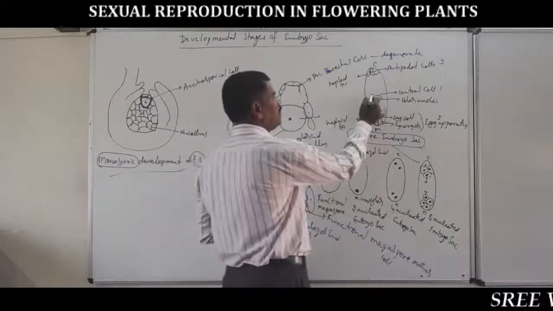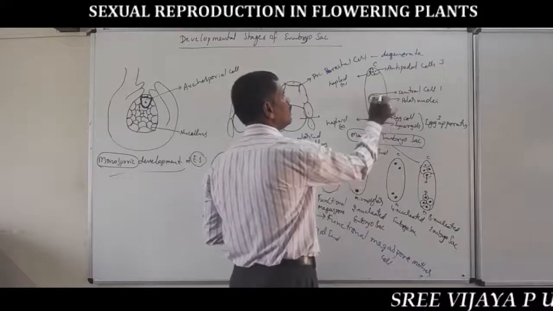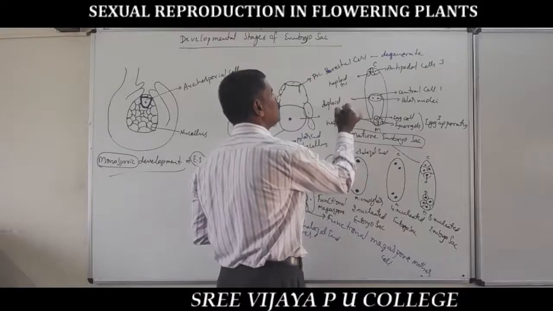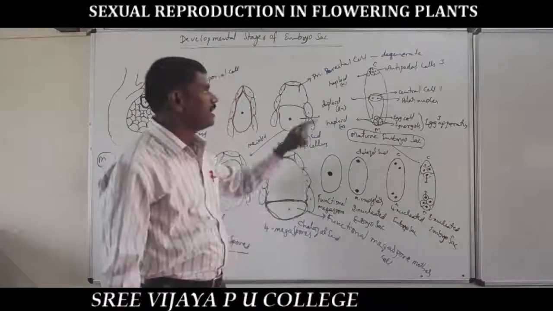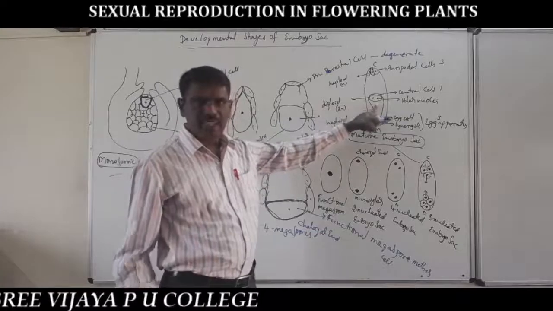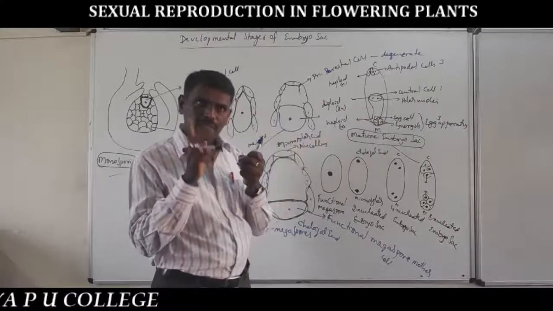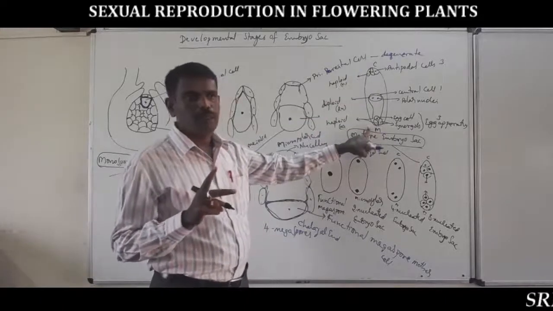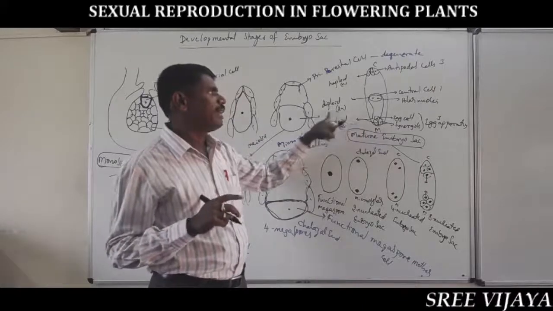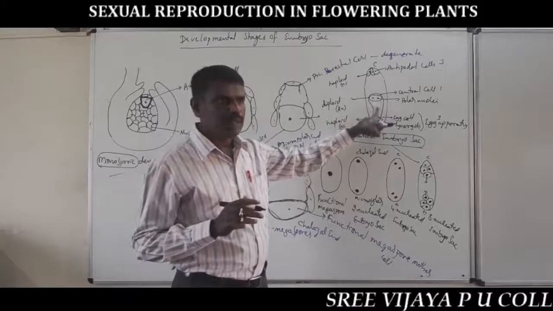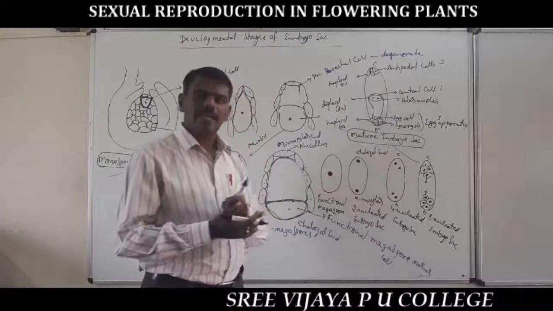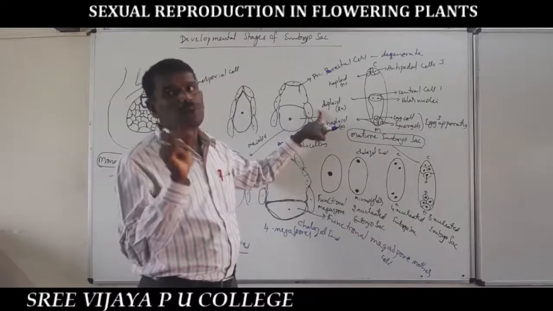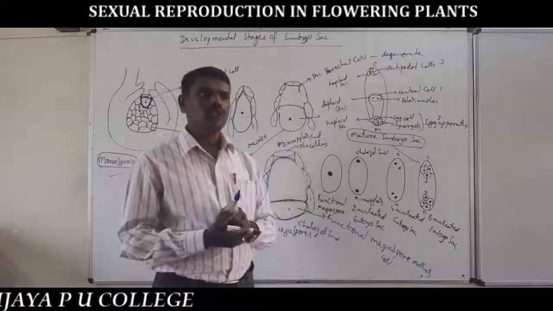But the central cell is diploid, it is 2n. Why is it diploid? The central cell is formed by fusion of two nuclei, one nucleus from the chalazal end and another from the micropylar end. This leads to a diploid central cell in the embryo sac. It is diploid as it is the mother cell for formation of endosperm in endospermic seeds.